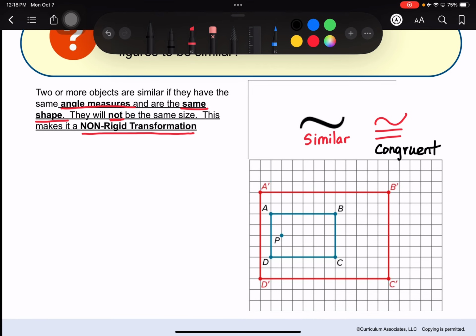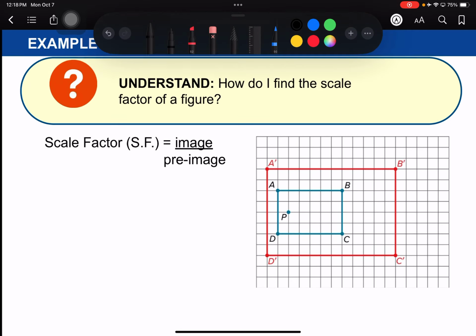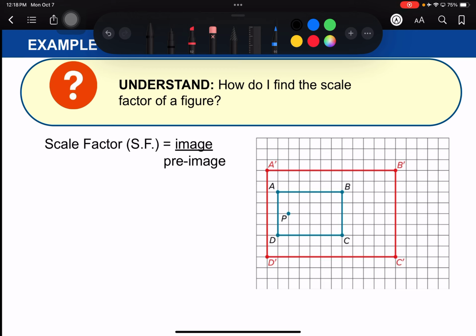Moving on to the next part. We're trying to see how to find the scale factor of a figure. So to find the scale factor, remember it's the image divided by the pre-image length. Which one is my image? The red one. What lets you know that it's the red one? Because it has prime notation.